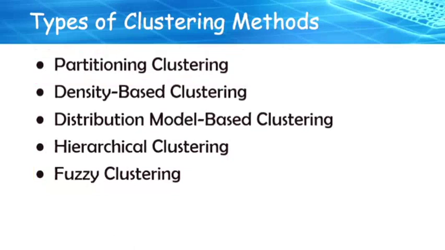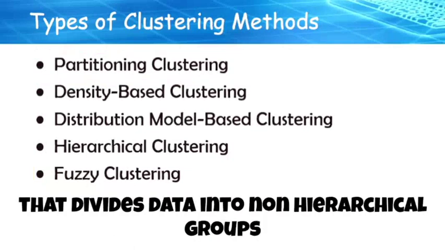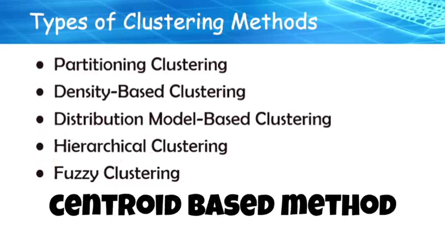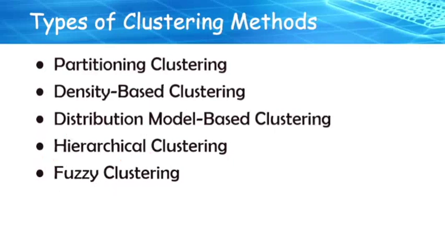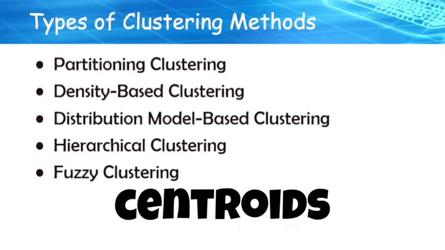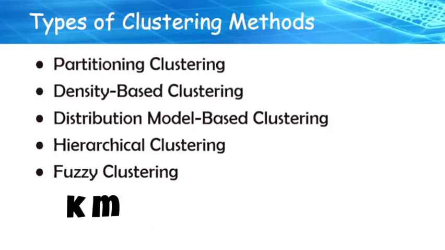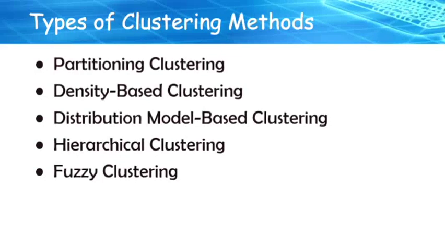It is a type of clustering that divides data into non-hierarchical groups. So it is the opposite of hierarchical, and it is also known as the centroid based method. When you're doing clusters, there's something known as centroids, so that's why it is centroid based. The most common example of partitioning clustering is the k-means clustering algorithm, which we will see in detail in the next video. Over here we'll just get an overview of partition clustering.